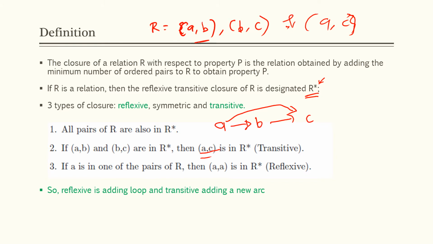Number three, if A is in one of the pair of R, then A, A is in R. So this is reflexive. So means that if you have A inside your relations, you need also to have A, A. And then if you have B, then you need also to have B, B, and then another element here is C, then you need to add another element C, C.